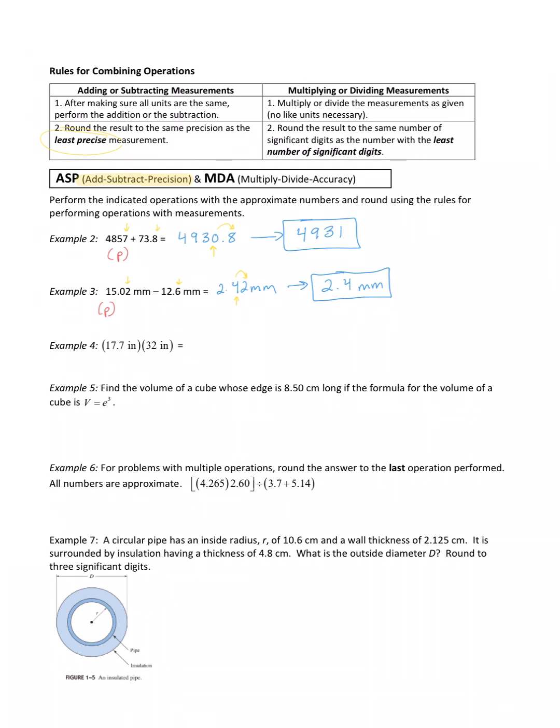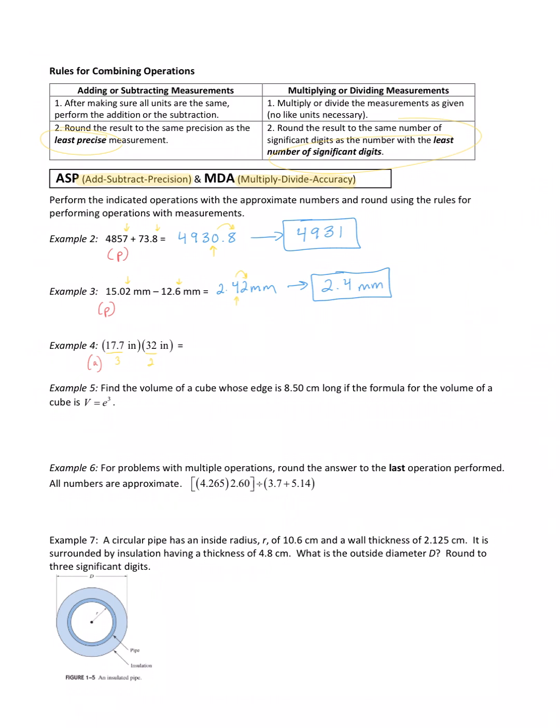Example 4, 17.7 inches times 32 inches. So now we are multiplying, and if we're multiplying or dividing, we want to go by the accuracy of these numbers. Accuracy, remember, is the significant digits. So 17.7 has 3 significant digits. 32 only has 2 significant digits. And just like we use the least precise, we want to use the least number of sig digs. So this tells us that our final result would only have 2 significant digits.